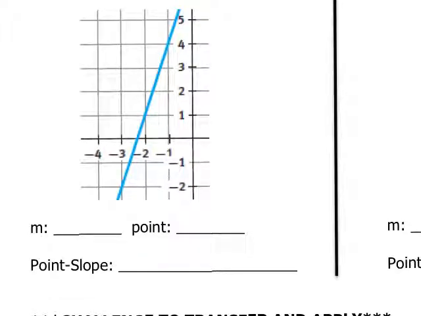A point. Okay, so let's find some points. So I could pick this point, or this point, or this point. For the sake of all of us having the same work here, let's pick one together. So which one would you like to use? Negative what? -2, 1. Okay, is that okay with everybody? -2, 1. Okay, we'll use this point right here. So -2, 1.